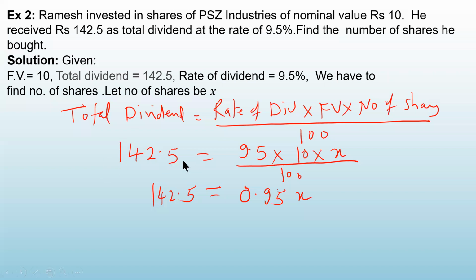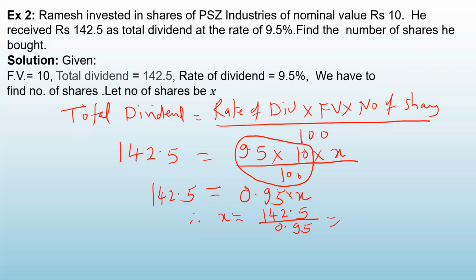What I have done, this left hand side I keep as it is: 9.5 into 10 divided by 100. This much, if you calculate, you will get 0.95. Okay. Now I have to find the value of X. So what we have to do, see between these two, there is a multiplication symbol. So if you have to find out the value of X, this term you have to shift to the other side. So when you shift, it will divide. Therefore, what is the value of X? 142.5 divided by 0.95. Find out how much it is.